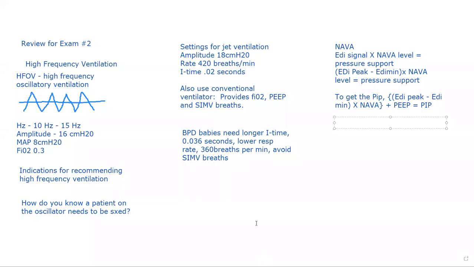Those are all the questions on NAVA. So I think this will prepare you well for your exam. Make sure you're going through your notes and just brush up on what your notes have to offer. And then also go through this review, and I think you'll be all set for Tuesday. Let me know if you have any questions.